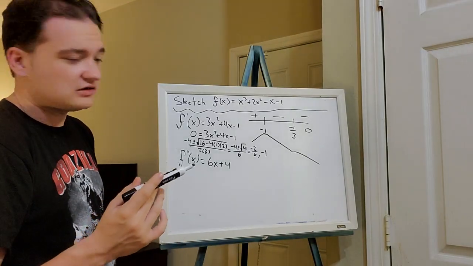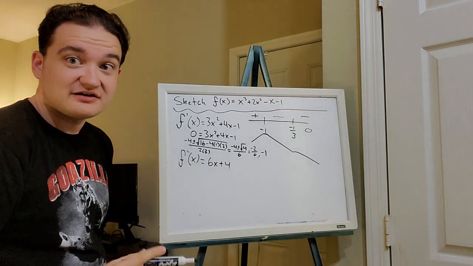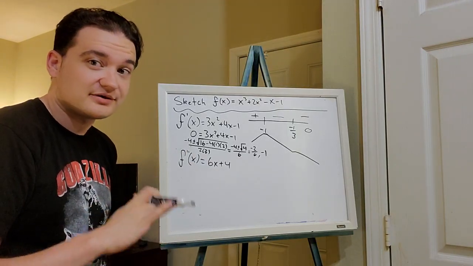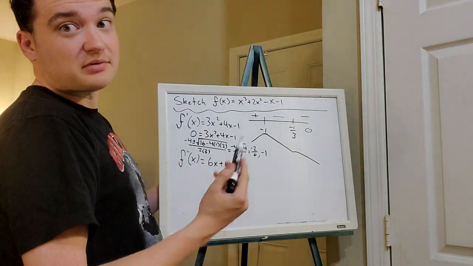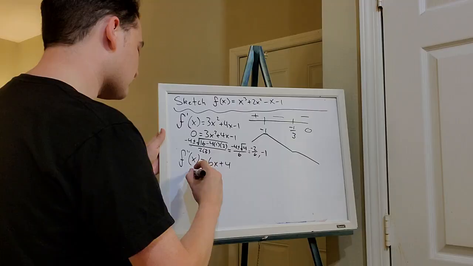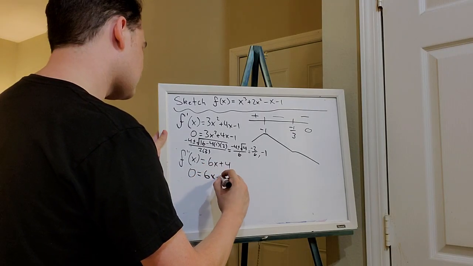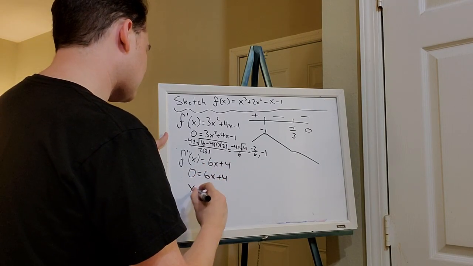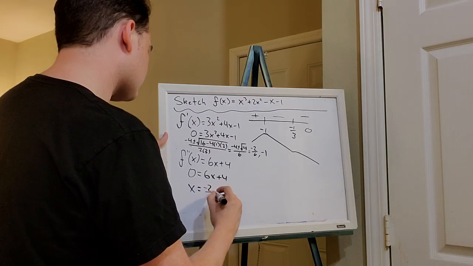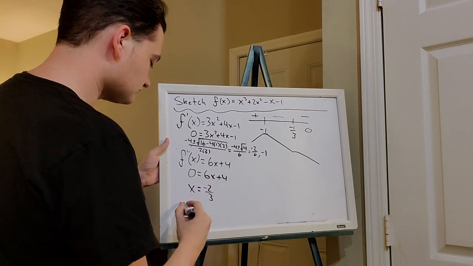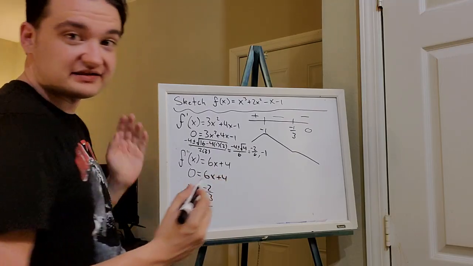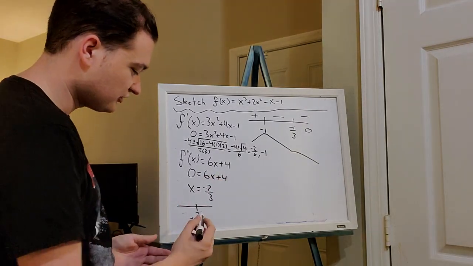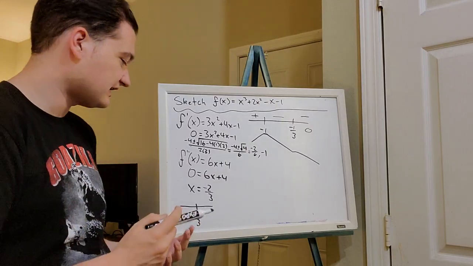Okay, so that's cool. Second derivative, this one's going to be a little bit easier on me, which I do appreciate. It's going to exist everywhere, polynomial. We're going to set it equal to 0. And if we solve for x, we get -2/3. We set it up like this. Oops, -2/3.